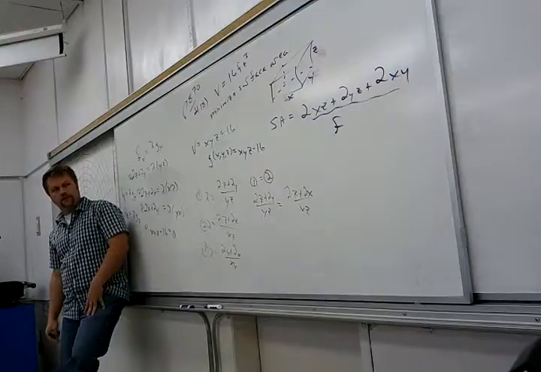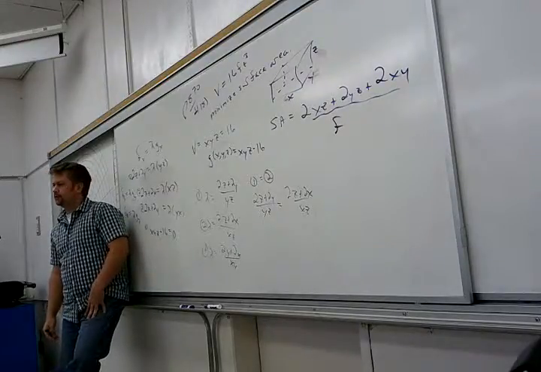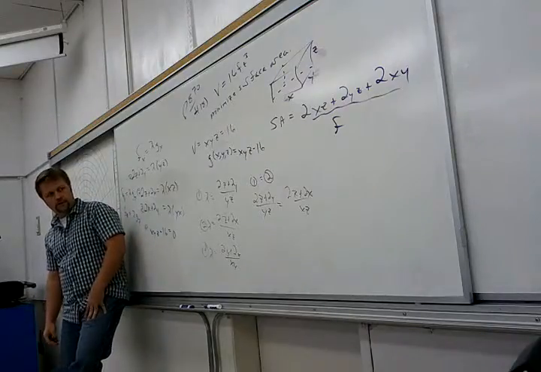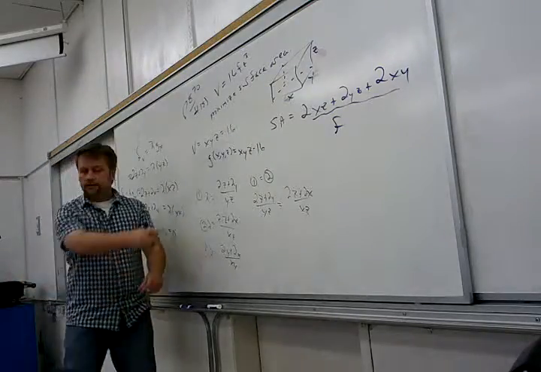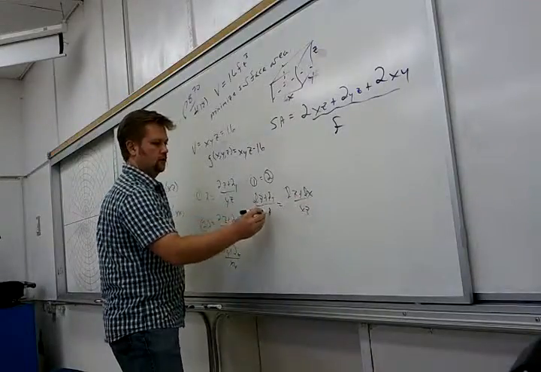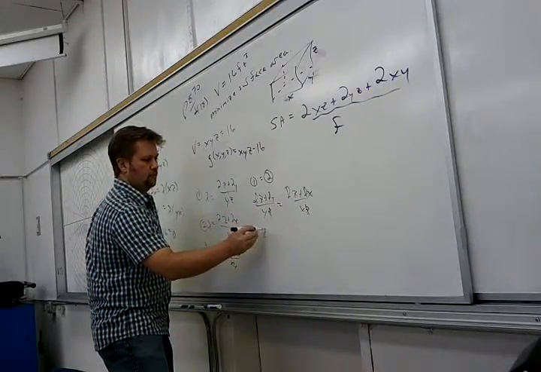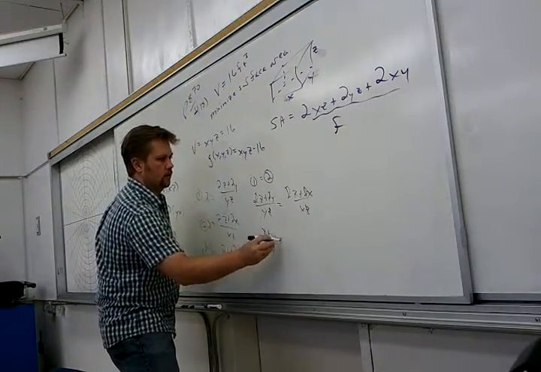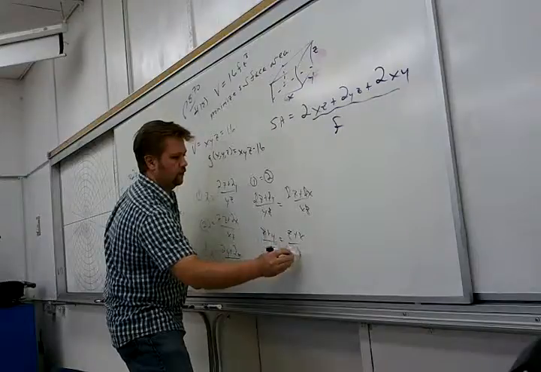One thing I noticed right off the bat, what cancels immediately? The 2's cancel, good. And the z's cancel too, right? So the 2's are gone, the z's are gone. So I end up with (z + y)/y equals (z + x)/x.